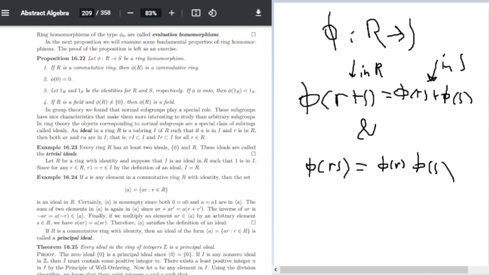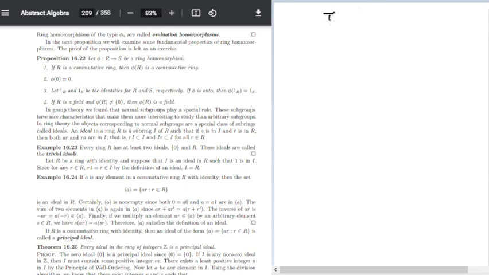In group theory, we found that normal subgroups play a special role. These subgroups have nice characteristics that make them more interesting to study than arbitrary subgroups. In ring theory, the objects corresponding to normal subgroups are a special class of subrings called ideals. Alright, an ideal in a ring R is a subring I of R such that if a is in I and r is in R, then both ar and ra are in I. So, okay.